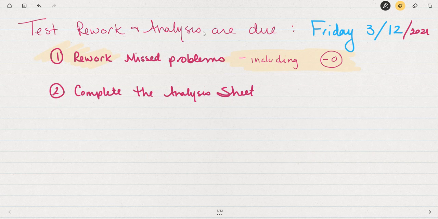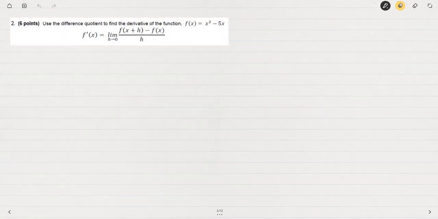The second part of the assignment is the analysis sheet. This is the worksheet. It's 2 pages. You need to complete both pages of that analysis sheet. You may print the sheet and write directly on it, or you may type on the sheet, or you can draw your own sheet as long as it involves the chart in addition to the questions. That assignment is all due on Friday. Let me help you walk through some of the examples from the test.